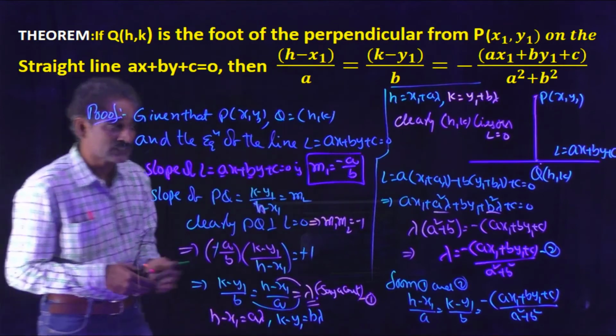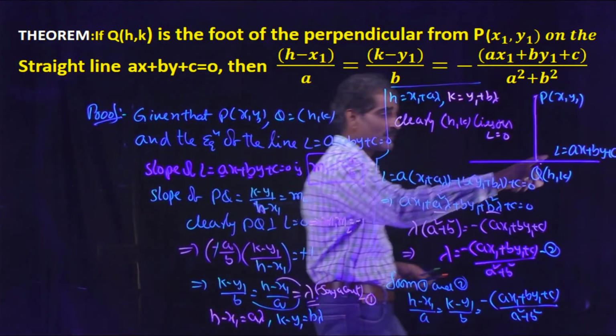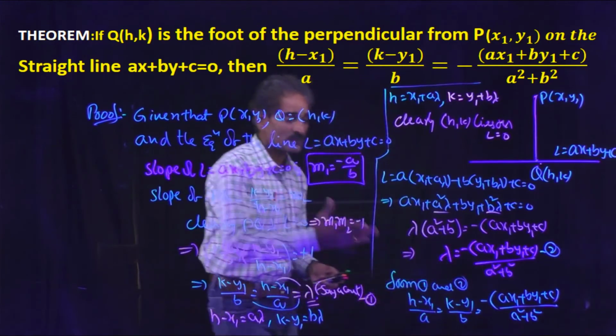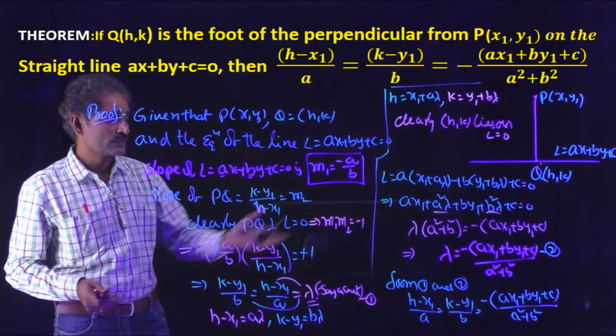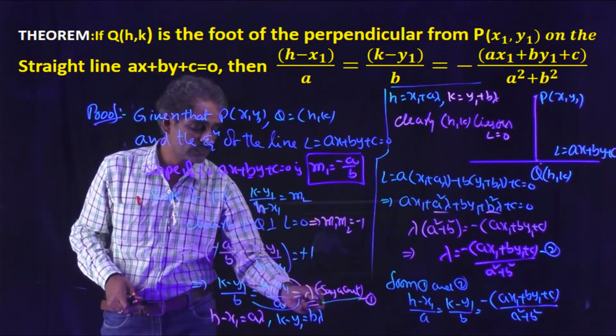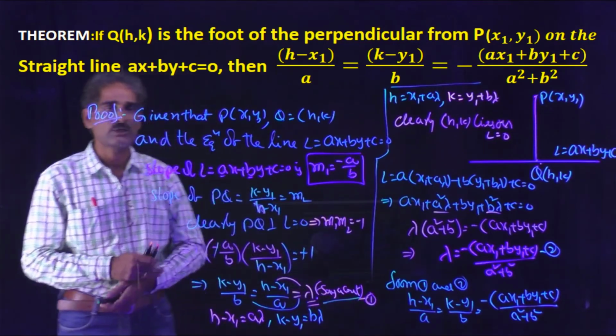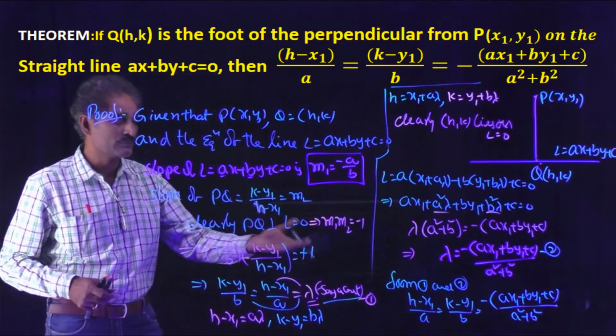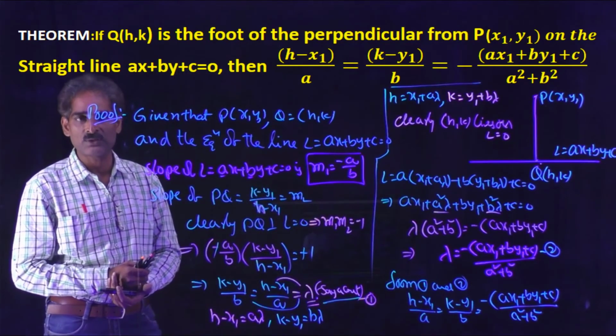After that, the second concept is that (h, k) lies on the line. With the help of this concept, we get the lambda value. Substitute the lambda value in equation 1. This is equation 1. So we get the required one. This formula is important for object 2 also. With the help of this formula, we can find out the foot of the perpendicular.